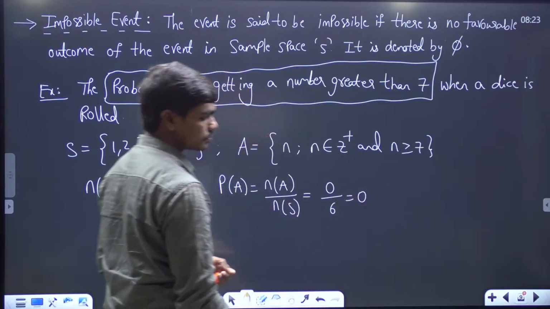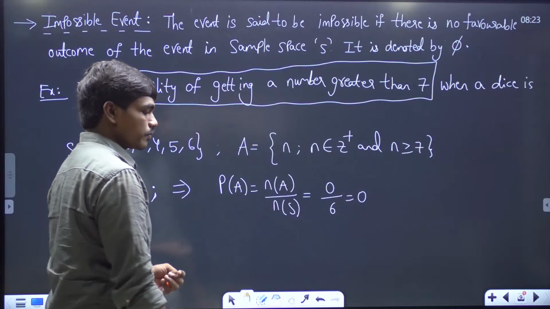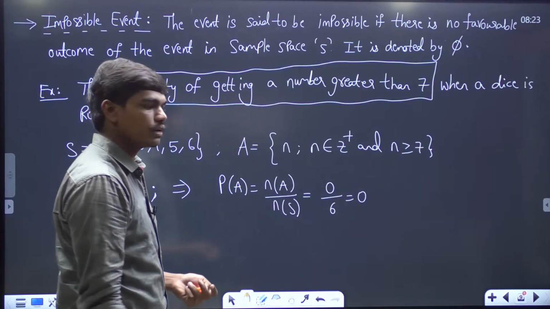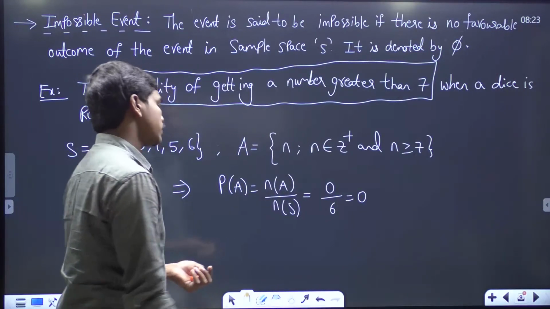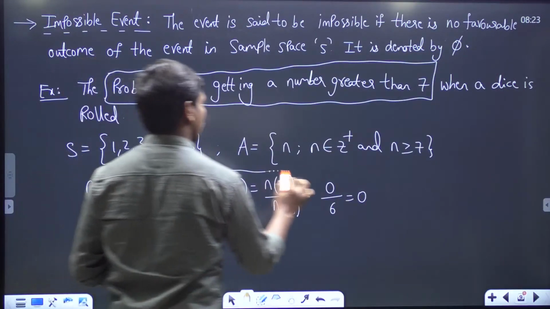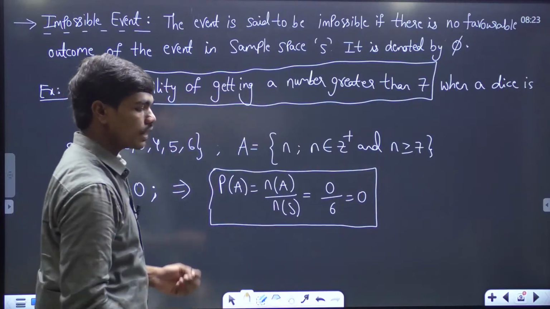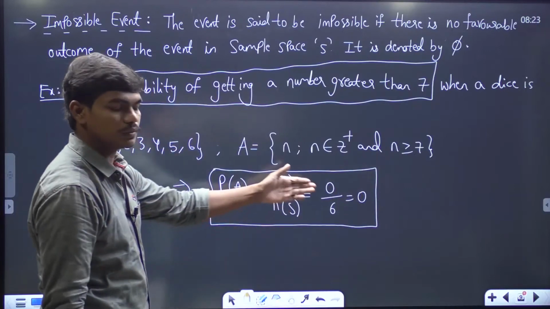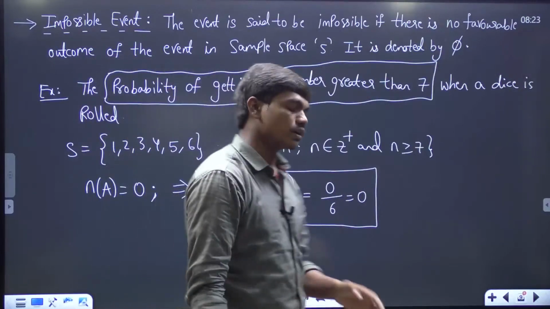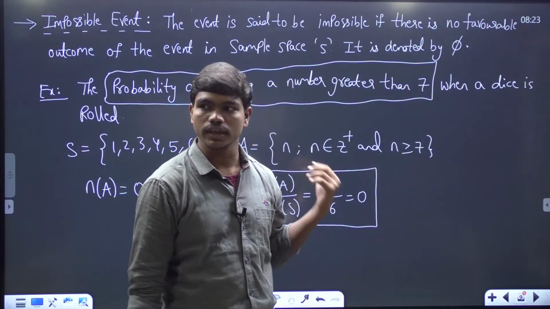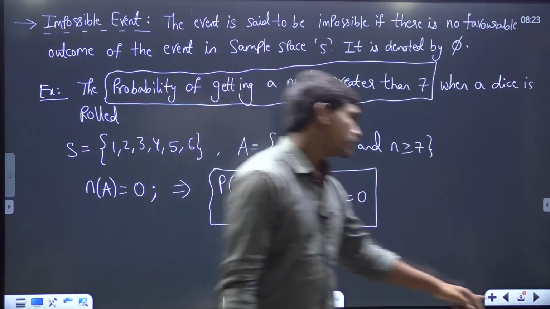Is it possible for events to be neither exhaustive nor exclusive? Yes, it all depends on the choice. See here, P of A is equal to n of A divided by n of S, and this is 0 by 6, which is 0. All types of events completely depend upon the examples you take, basically the events that you define here.